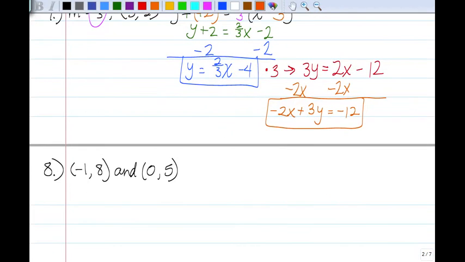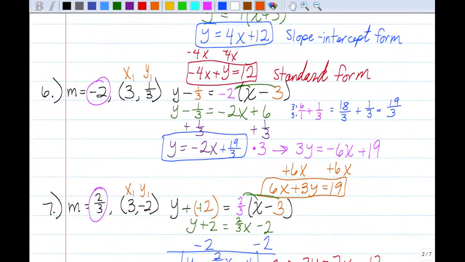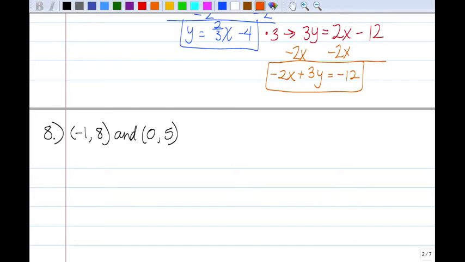Alright, now on number 8, so again, let's remind ourselves of what the instructions are. We want to find the equation of the line. So we're trying to find the equation of a line that goes through these 2 points. In order to use the point slope formula, we also need to have the slope. So the first thing we have to do is actually use the slope formula to find the slope. So label this as x1, y1, and then x2, y2, and then use the slope formula.